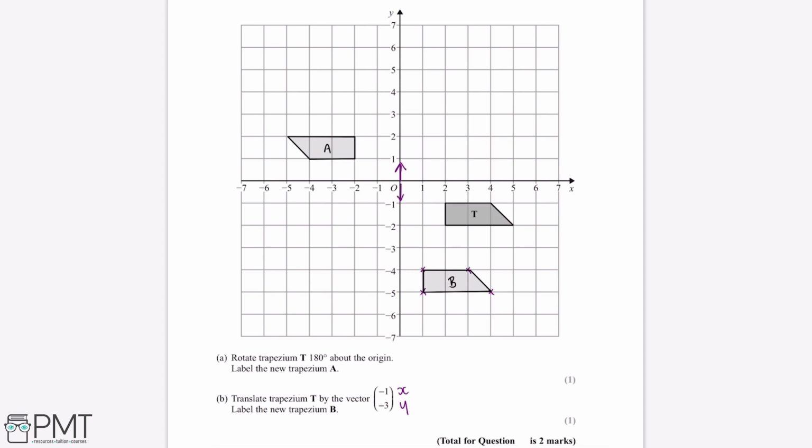Now this question is worth 2 marks. We'll get our first mark for correctly drawing trapezium A, and our second mark for correctly drawing trapezium B.